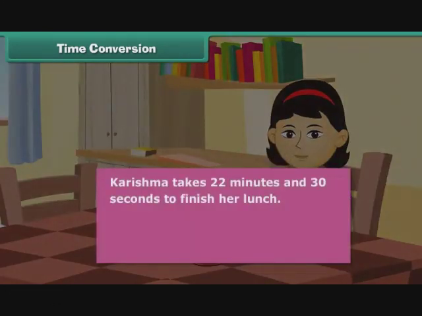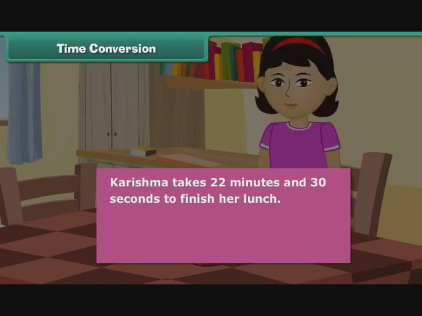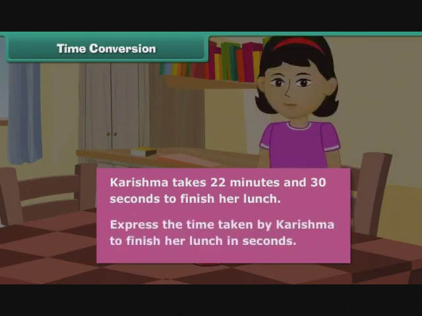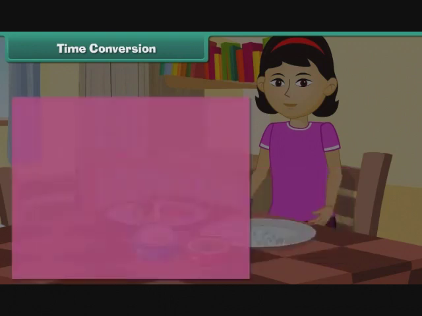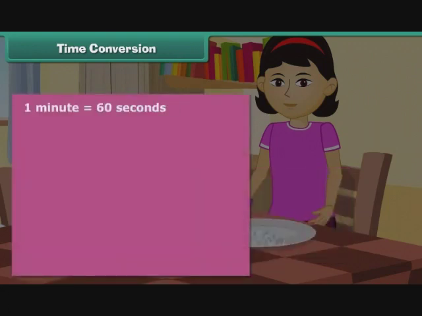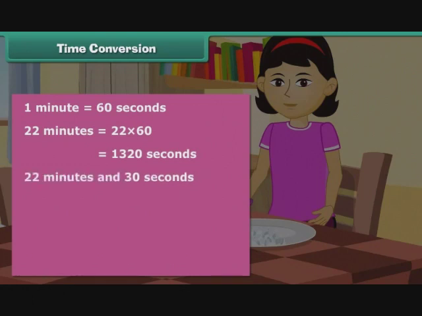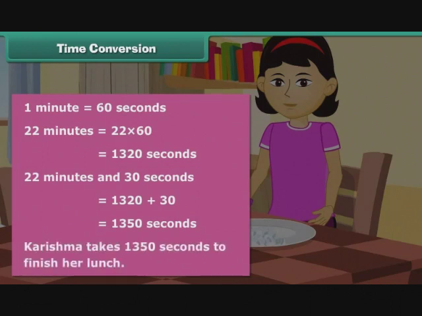Karishma takes 22 minutes and 30 seconds to finish her lunch. Express the time taken by Karishma to finish her lunch in seconds. 1 minute is equal to 60 seconds. 22 minutes is equal to 22 into 60 is equal to 1320 seconds. 22 minutes and 30 seconds is equal to 1320 plus 30 is equal to 1350 seconds. Karishma takes 1350 seconds to finish her lunch.